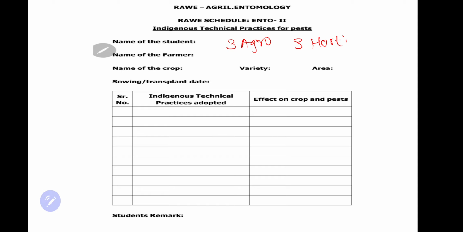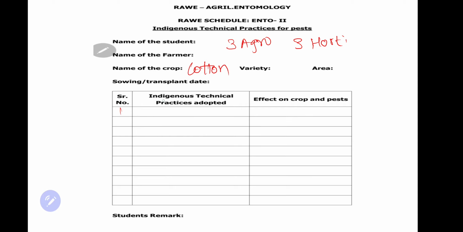If there is a limitation, select a crop from the crops grown by your farmer among these agronomical and horticultural categories. You can collect the data from another farmer, mentioning the reference farmer for that individual crop. Suppose your farmer is growing cotton, soybean or any other crop, mention what he did to control the pest population.